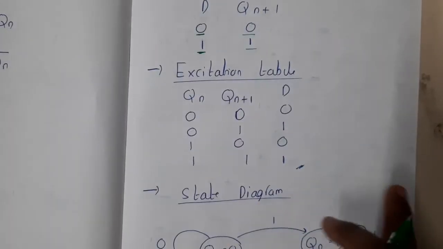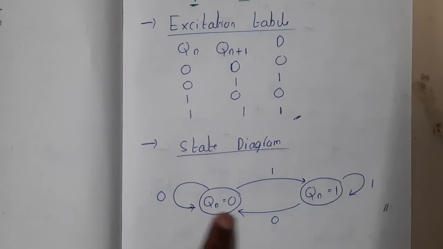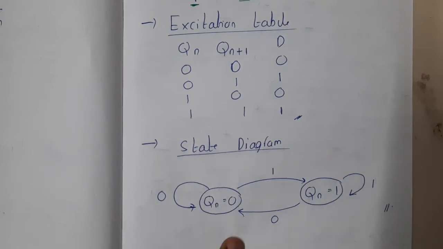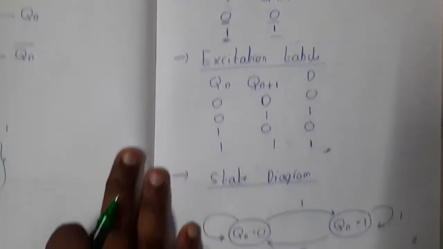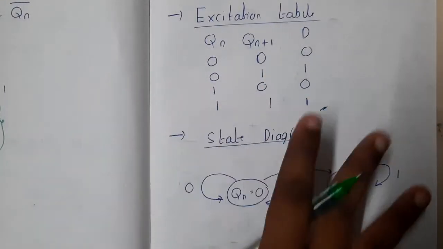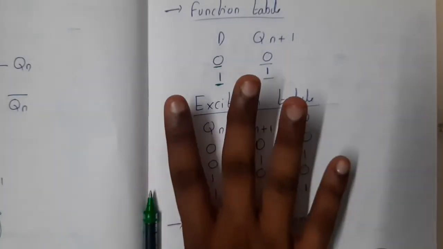Now moving on to the state diagram. The state diagram is also simple. You can directly write it from the function table or the truth table. Now I hope everyone got a clear idea about the 4 flip-flops, right?